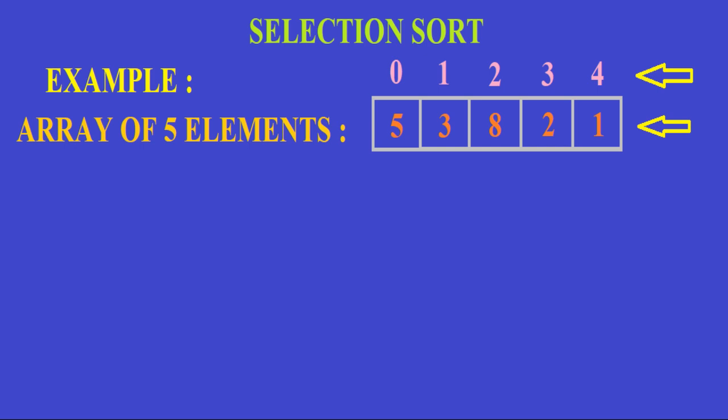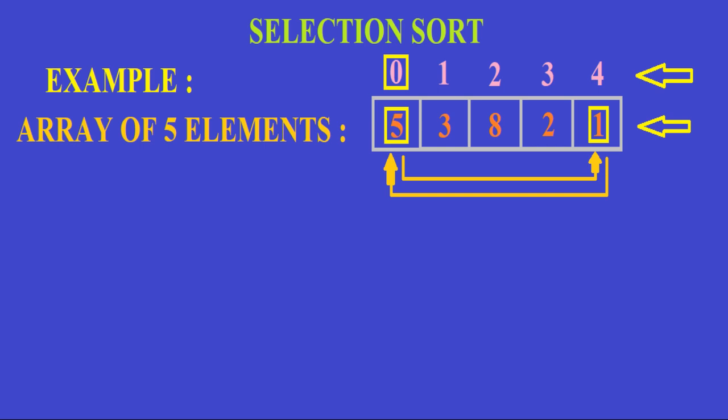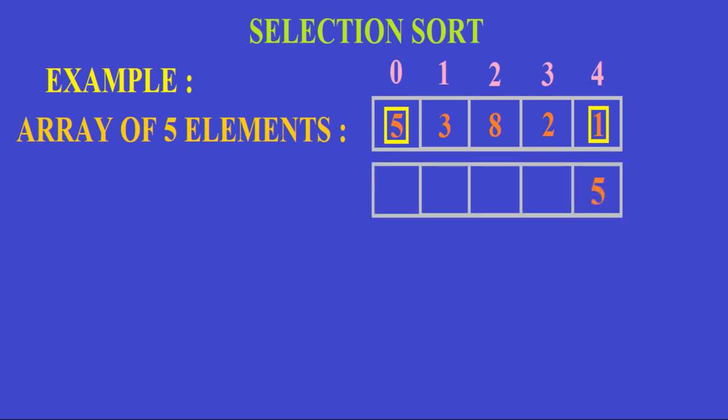In this example, we have 5 elements and their indexing is from 0 to 4. At index 0, the element is 5, so it will be selected and then the smallest element in the array will be chosen. As we can see, the smallest element in this array is 1. Now, these two elements will be swapped and 5 will go to 1's place and 1 will go to 5's place. Now, we will have a new array. At index 0, we have 1, then 3, 8, 2 and at index 4, we will have 5.